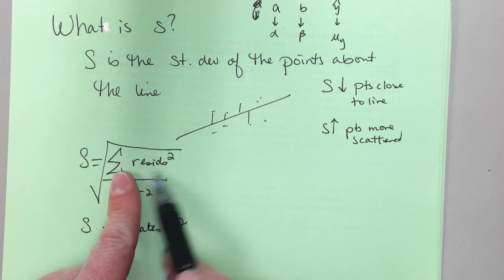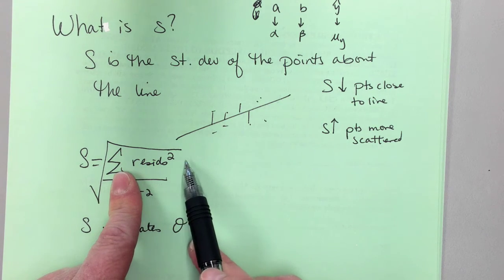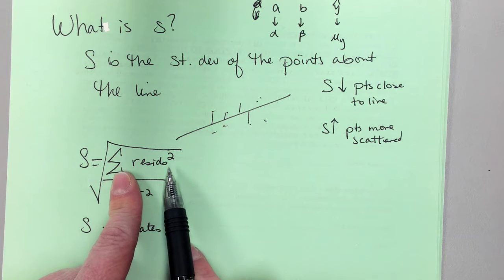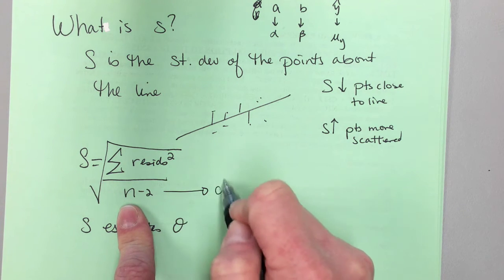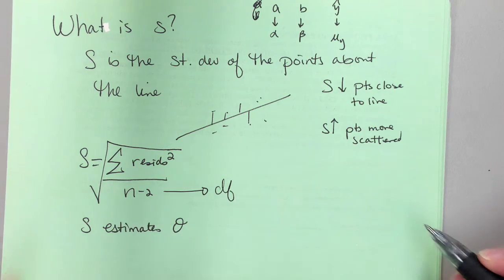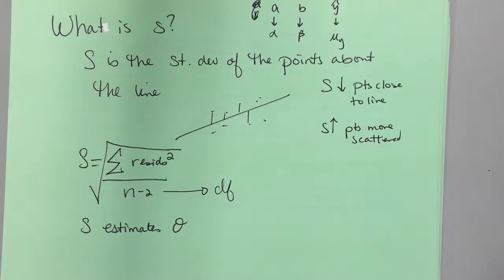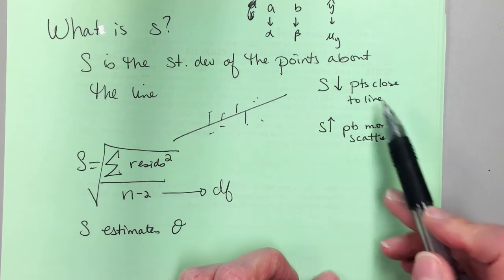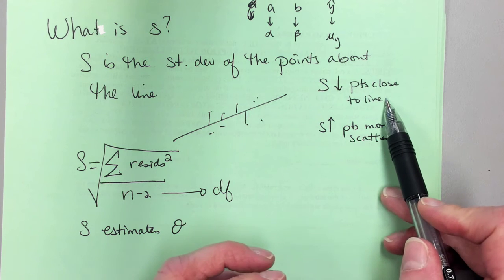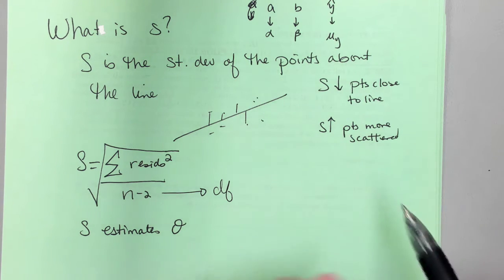So if we were to add all the residuals together, all those distances, we have to square them first because the positives and the negatives would cancel each other out. Square them, add them together, divide by, hey, look, those are our degrees of freedom, and take a square root. That's how we're going to get the variability of the points around the line. The smaller S is, that means the points are closer to the line. The bigger S is, the points are more scattered around the line.